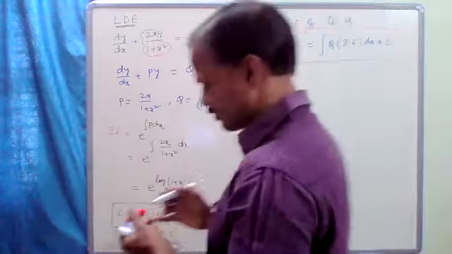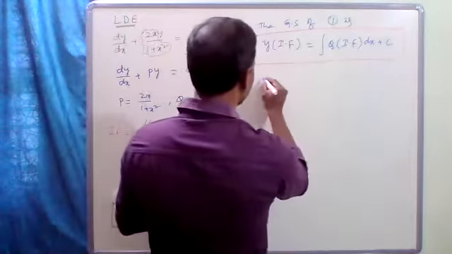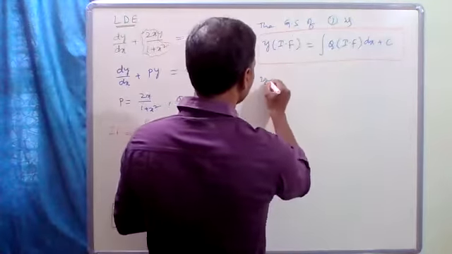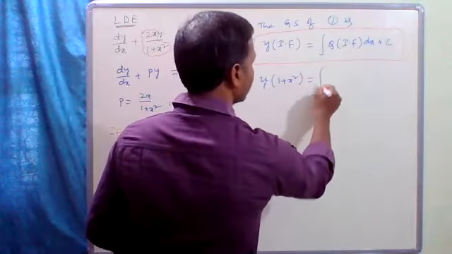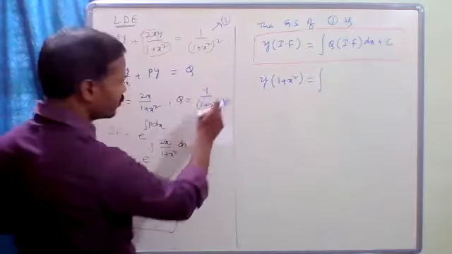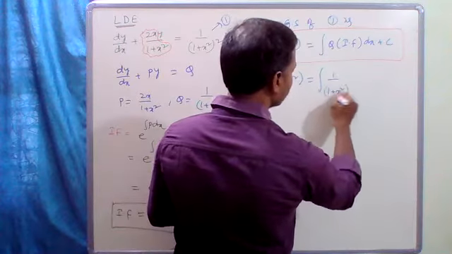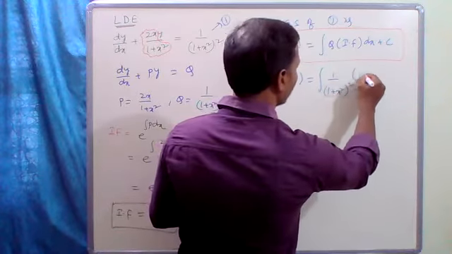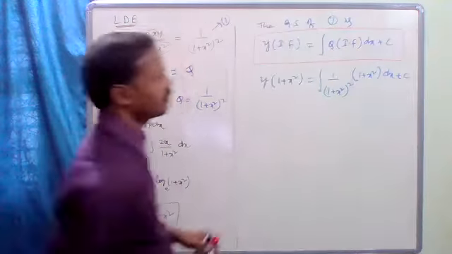Now substitute the values. What you will get? Y into, what is the IF value? IF value is 1 plus x square. So y into 1 plus x square equal to integral q, what is the q value? 1 by 1 plus x square whole square into IF, 1 plus x square dx plus c.